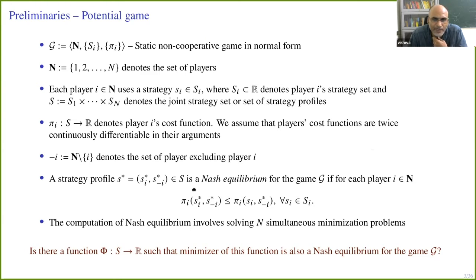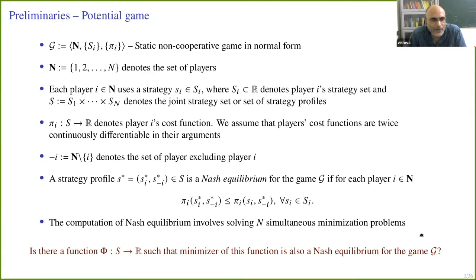So a strategy profile is a Nash equilibrium for the game if for each player this condition holds true. That means player i does not have an incentive to deviate from the strategy s_i star when other players use their Nash equilibrium strategy. So basically here, the computation of Nash equilibrium involves solving N simultaneous minimization problems.